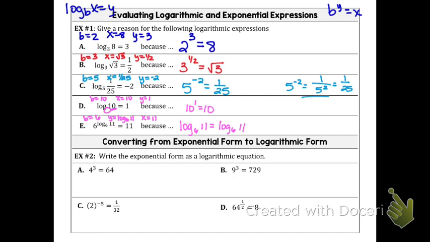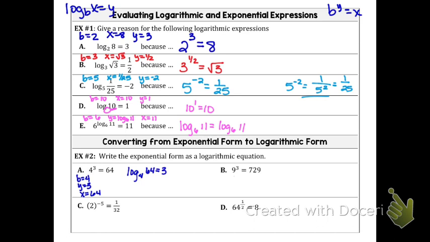Our example 2 says to write the exponential form as a log equation. So now they want us to go from exponential, so from b to the y equals x, to log. So if we look at A, it says 4 to the third equals 64. So my base is 4. So this is b to the y, so my y is 3, equals my x, which is 64. So when I go to log form, I have to write out the word log, and then I know it's base b of x equals y.